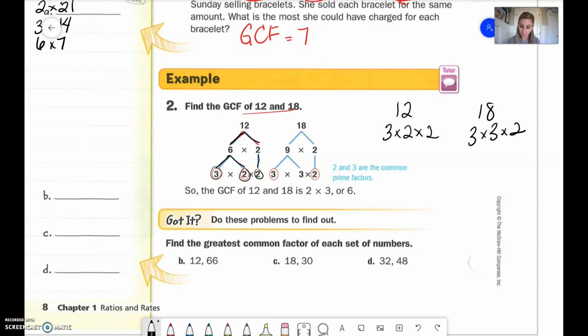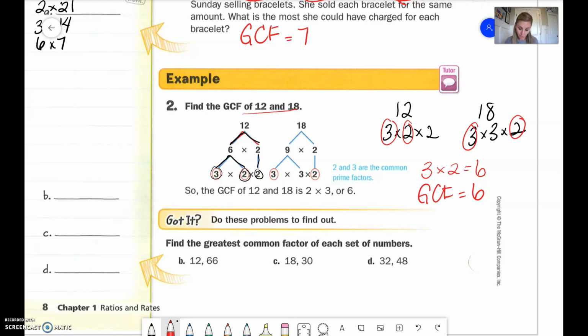So here's what you do. After you break it down, you see what numbers they have in common, and we're going to circle them. They each have a 3, and they each have a 2, which means I'm just going to take 3 times 2, and that's going to give me 6. So my greatest common factor of those two numbers is 6 using prime factorization.